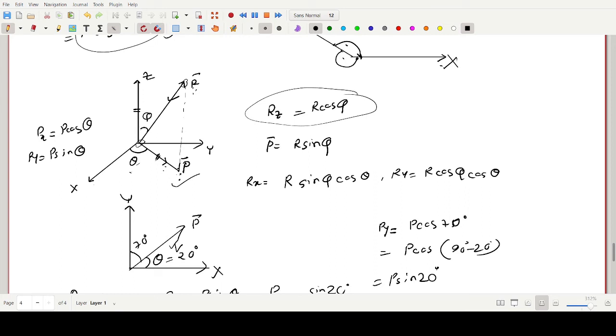Now Z and P are perpendicular to each other. Can you tell me why?